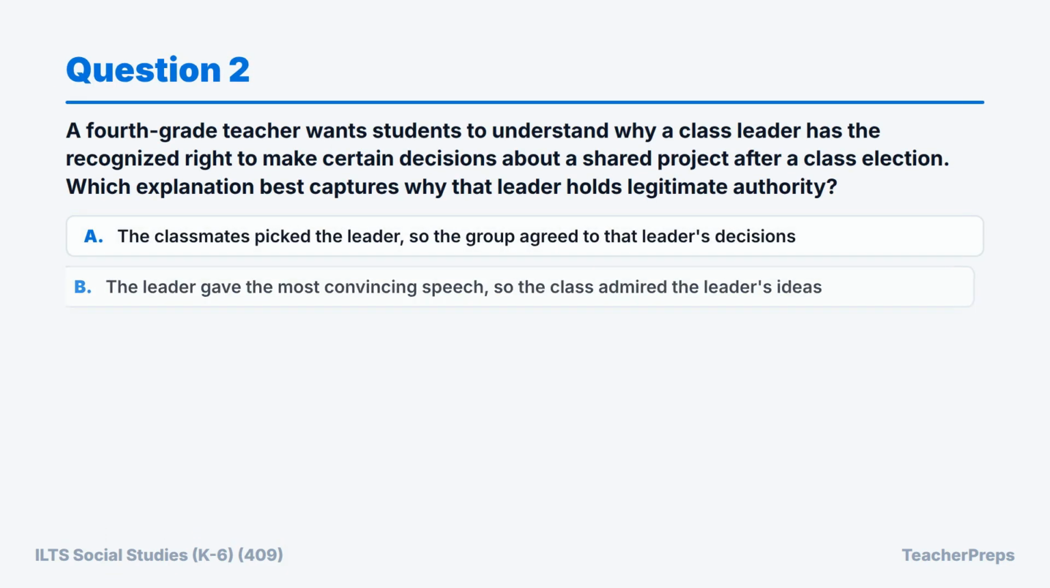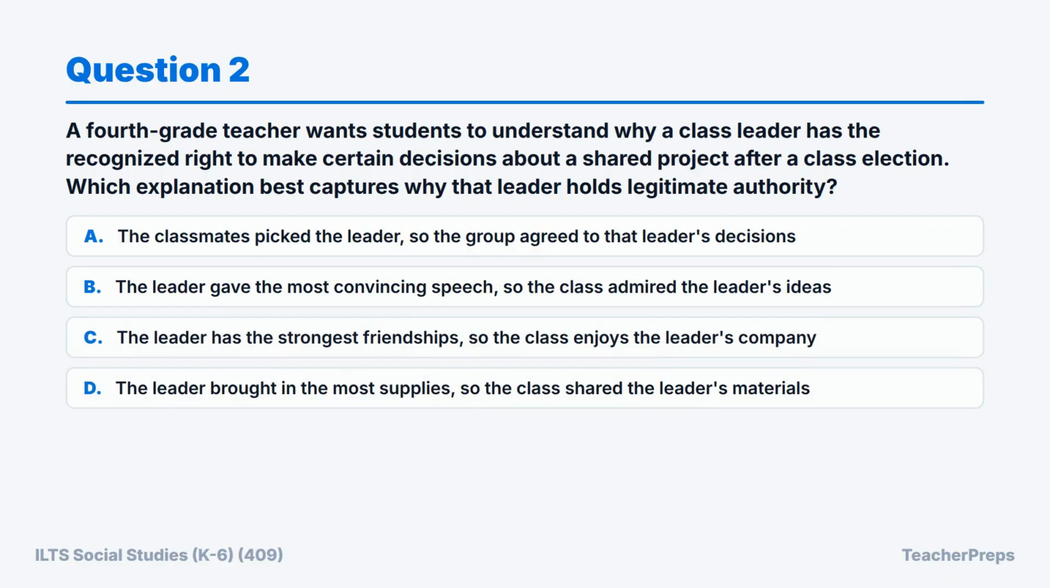Question 2. A fourth-grade teacher wants students to understand why a class leader has the recognized right to make certain decisions about a shared project after a class election. Which explanation best captures why that leader holds legitimate authority? Pause the video and select the best answer.